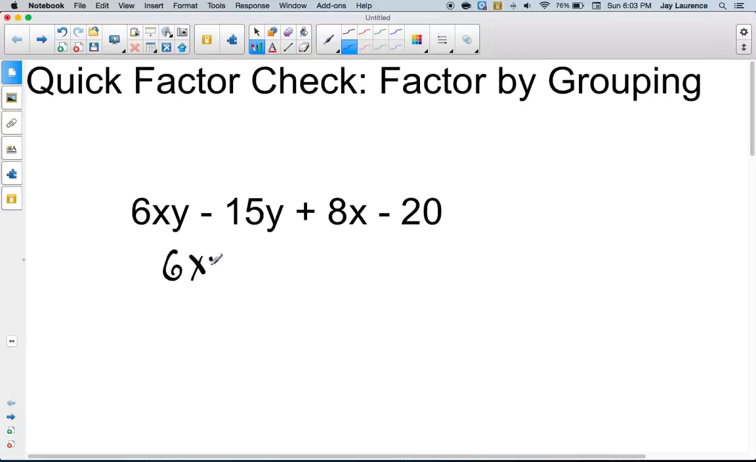All right, 6xy plus 8x because I see an obvious GCF, and then I have a minus 15y minus 20.